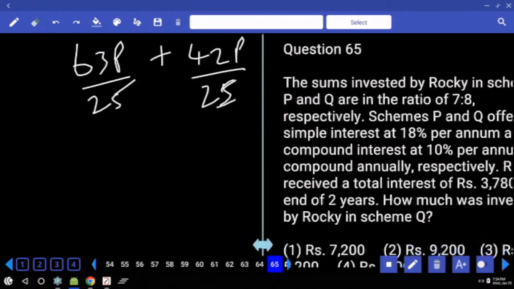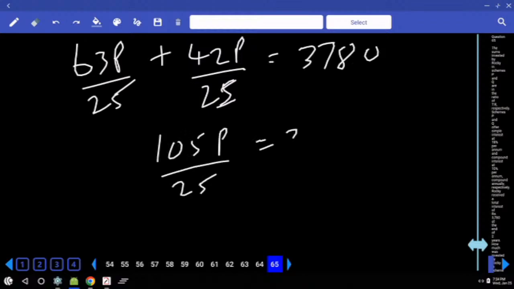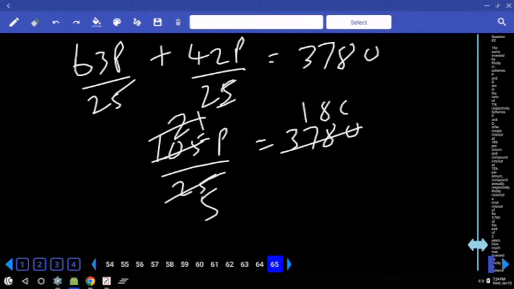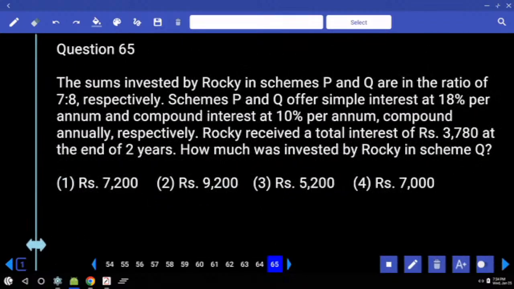How much? 3780. Yes or no? This is 105p by 25 equals 3780. Now how much are you getting here? This is 21,5, 21,1,8. So how much is one part here? 900. So he's asking, 900 is a multiple of 9.